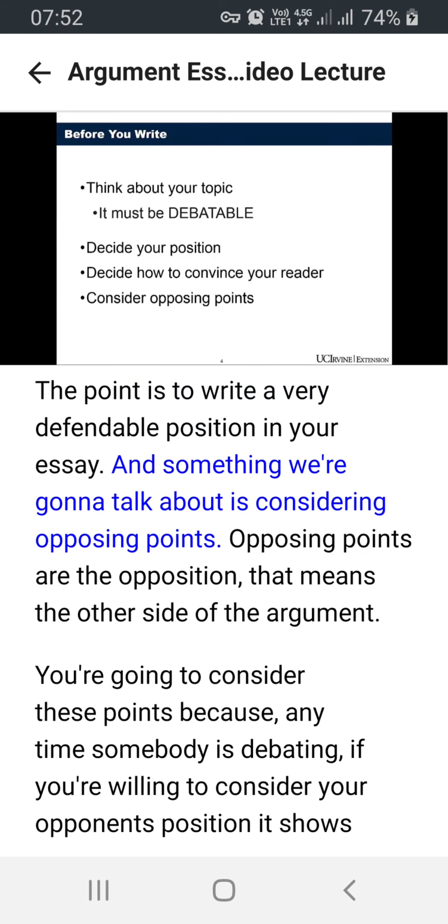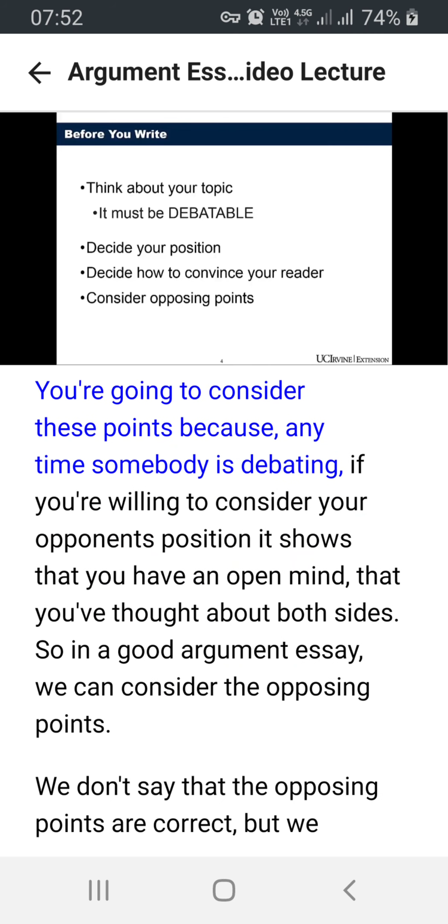And something we're going to talk about is considering opposing points. Opposing points are the opposition. That means the other side of the argument. You're going to consider these points because anytime somebody's debating, if you're willing to consider your opponent's position, it shows that you have an open mind, that you've thought about both sides.